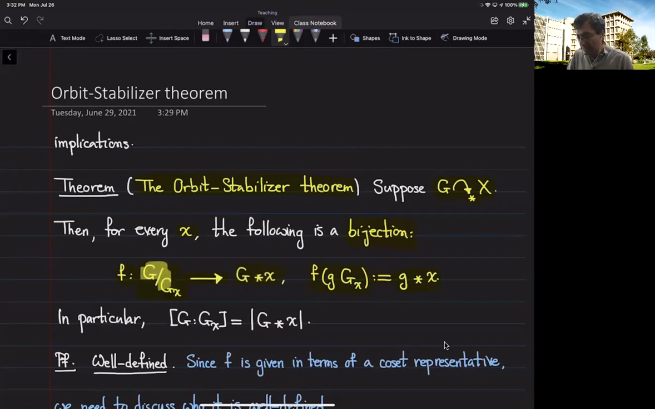And remember, the cardinality of the quotient of G by a subgroup is simply the index of the subgroup. So that means the index of the stabilizer subgroup with respect to X is equal to the cardinality of the G orbit of X. So this way, I get an understanding of the cardinality of the G orbits of X. In particular, combining it with Lagrange's theorem, we deduce that the cardinality of every orbit divides the cardinality of G. Remember, the index of a subgroup divides the cardinality of the group.